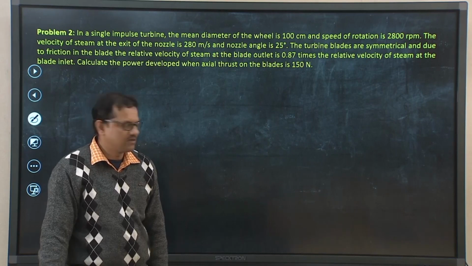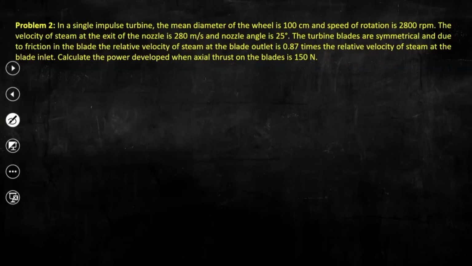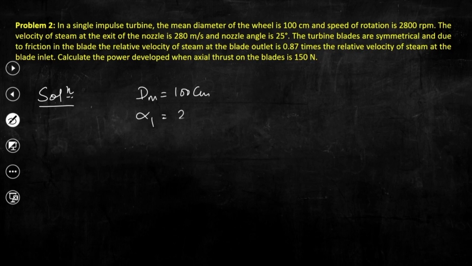So, C1 is given here. Before solving the problem, let us first write the data given. It is given dm equal to 100 centimeter, alpha 1 equal to 25 degree. Try to recall the velocity triangles that we have drawn in the context of the previous problem. Now, dm equal to 100 centimeter, alpha 1 equal to 25 degree, and velocity of steam C1 is 280 meter per second.